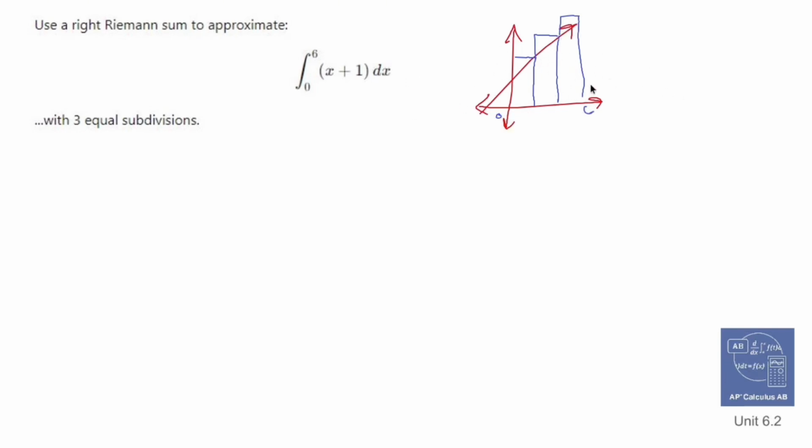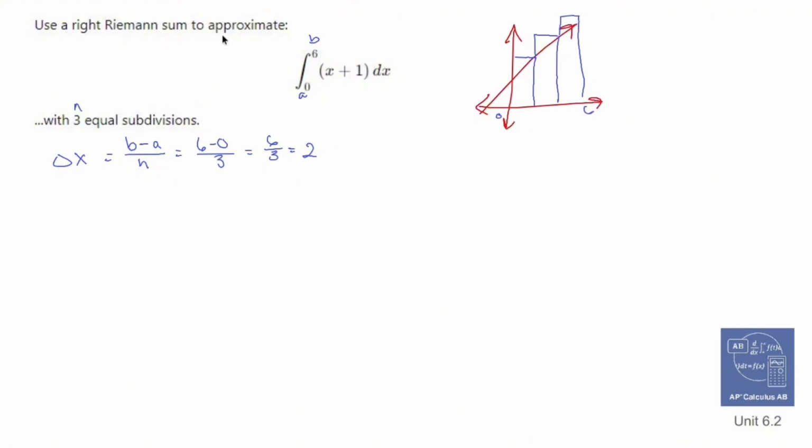Now, it's a little obvious, but if you don't have it obvious, we would call figuring out that difference the change of x. Now, the change of x is calculated by doing b minus a over the number of subdivisions that you are told to use, where b is your upper limit and a is your lower limit. So in this case, you're going to do 6 minus 0 over 3. That's going to give you 6 over 3. It's going to give you 2, which means every one of these is going to be 2 units long.